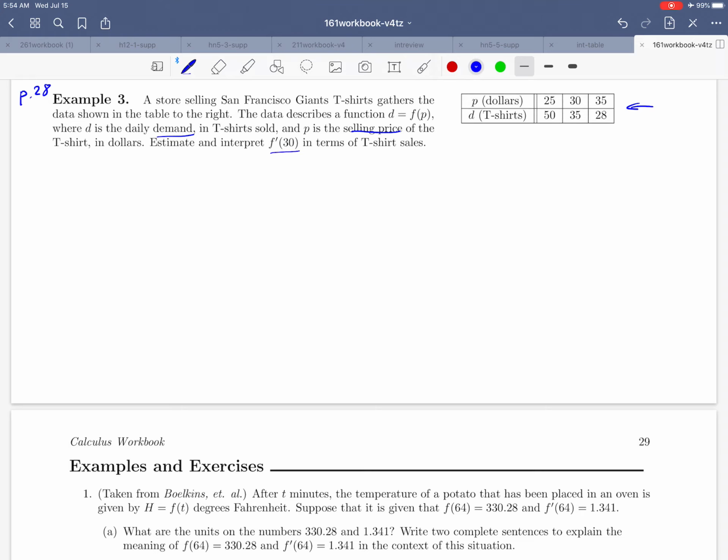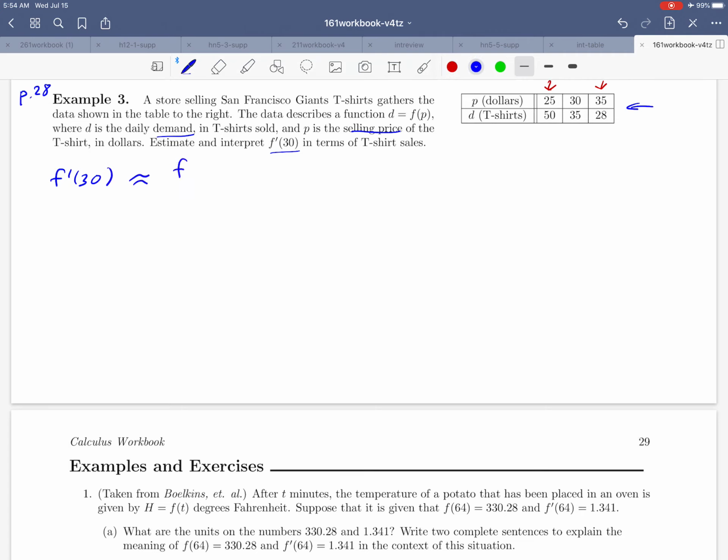Okay, so let's start with just the estimation. See if we can come up with an estimation of this number. Graphically, f prime of 30 represents the slope of a tangent line. Now, we don't have a graph or a formula for this function, so one thing we could do to estimate that slope is to use the central difference approximation that we talked about on the previous page. In other words, we could look at the points on either side of 30, which would be 25 and 35, and just find the slope of the secant line through those 2 points. Use that as our best estimate of the derivative.